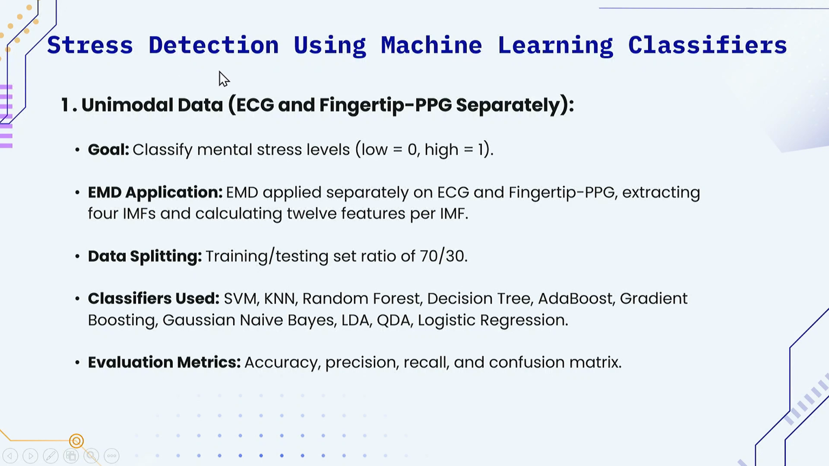And for this I have utilized classifiers and a 1D CNN. For the classifiers, I have classified into 2 models. One is unimodal data and another is multimodal data. For unimodal, we basically take ECG and fingertip PPG separately, and I'll explain it in the figure.